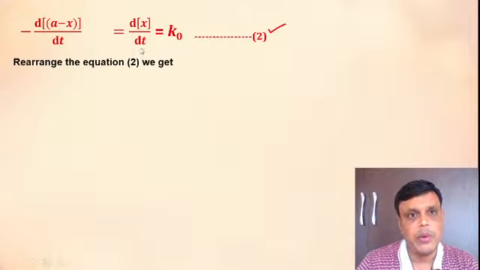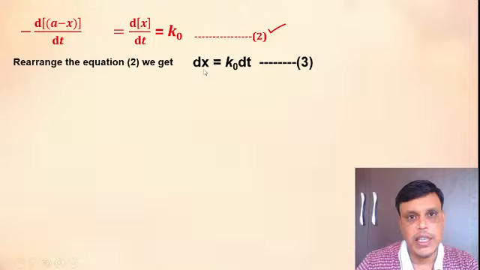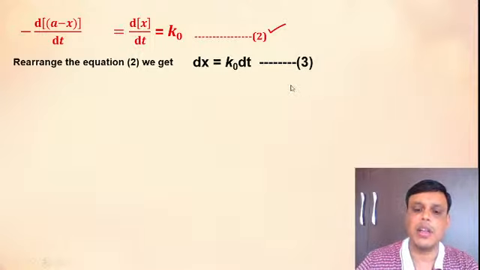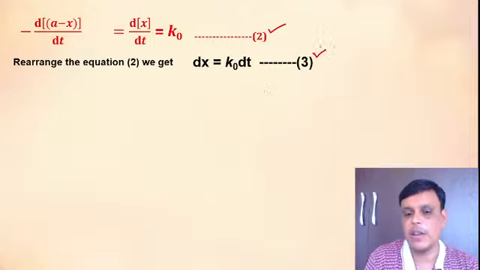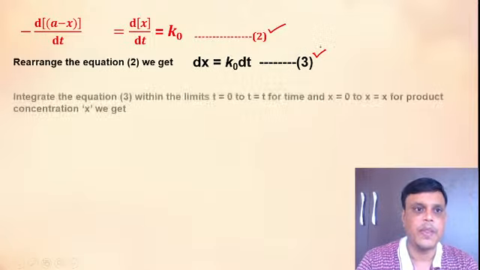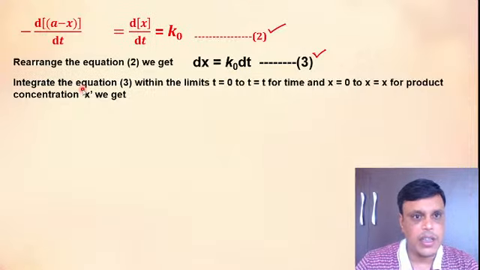What we will do? We will take this dt to the right hand side. So dx equals K0 dt. What did we do? We have shifted this dt from this side and give the equation number 3 for this reaction. Okay. Then integrate equation 3.